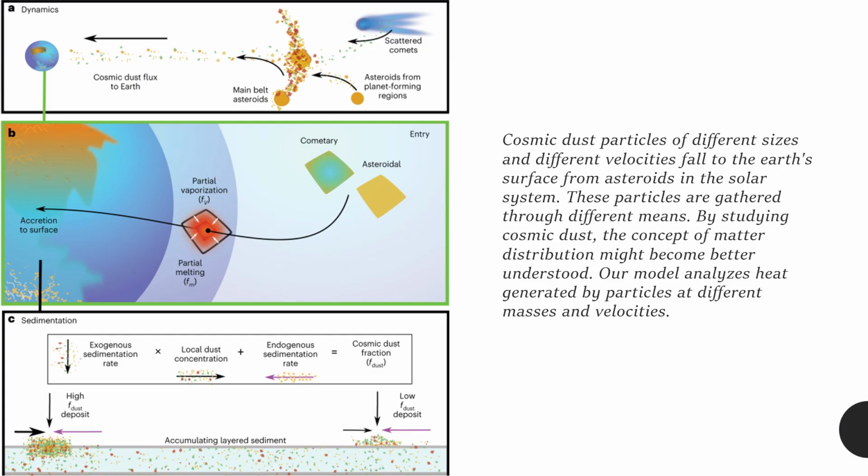So our problem was based around cosmic dust particles of different sizes and different velocities. They fall to the Earth's surface from asteroids in the solar system. These particles are gathered through different means. By studying cosmic dust, the concept of matter distribution might become better understood. Our model analyzes heat generated by particles at different masses and velocities.